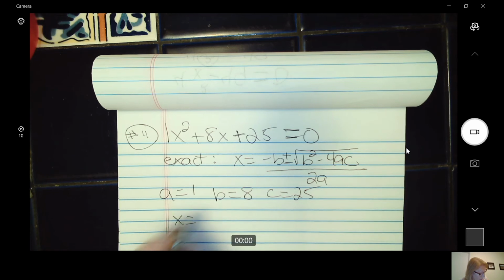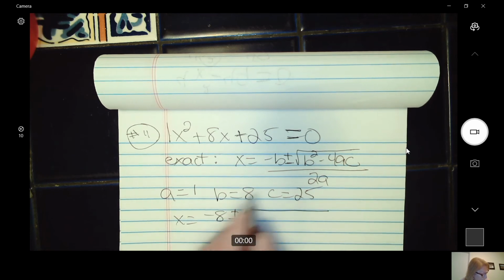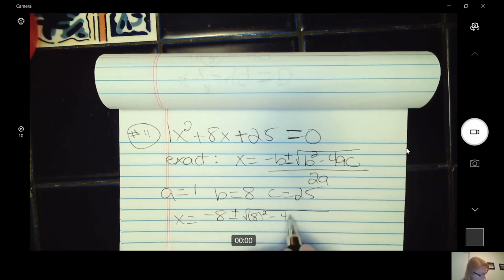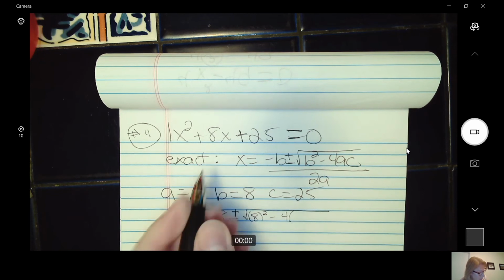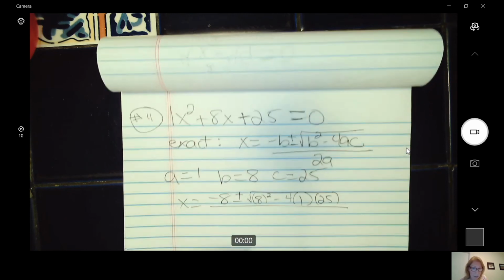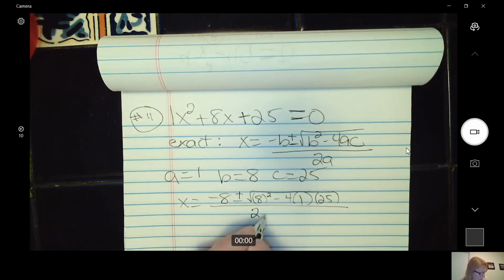So x equals negative b, so negative 8, plus or minus the square root of b squared, (8) squared. I always put the b in parentheses in case it's also negative. I want to make sure I don't miscalculate the sign there. Minus 4 times a, which is 1, times c, which is 25. And all of this is divided by 2a, which will just be 2 times 1, or 2, of course.